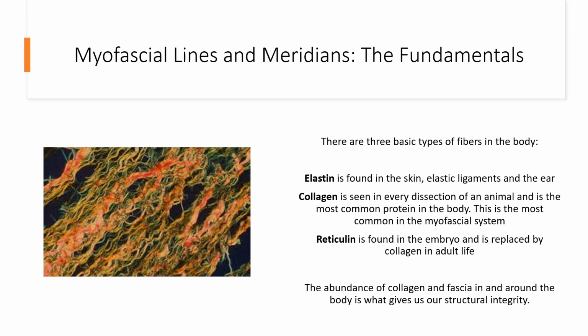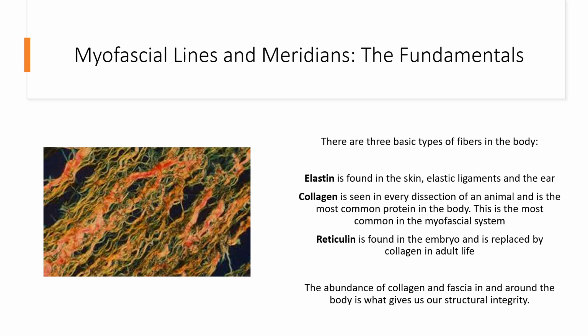There are 3 basic types of fibers in the body that come with this. We've got elastin, collagen, and reticulin. Elastin is found in the skin, the elastic ligaments, and the ear. Collagen is seen in every dissection of an animal and is the most common protein in the body. It's the most common in the myofascial system as well. And reticulin is found in the embryo and is replaced by collagen when we become adults.